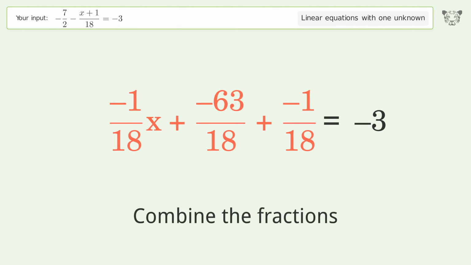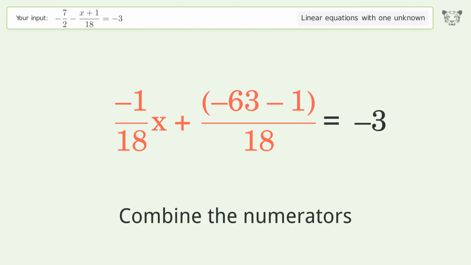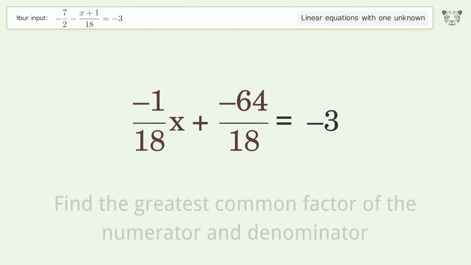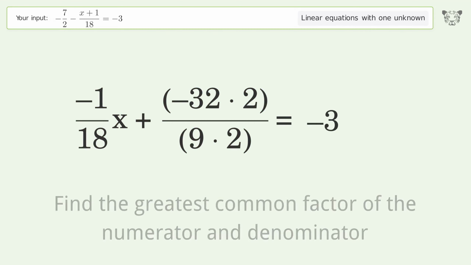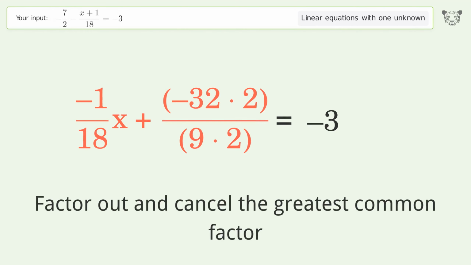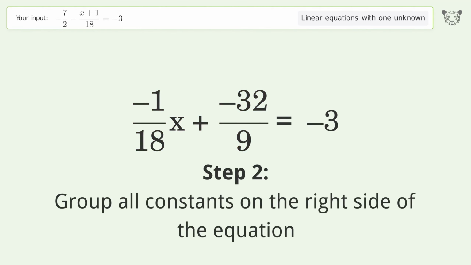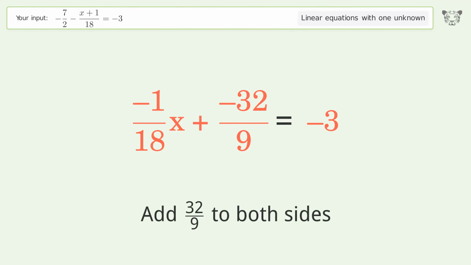Combine the fractions. Combine the numerators. Find the greatest common factor of the numerator and denominator. Factor out and cancel the greatest common factor. Group all constants on the right side of the equation. Add 32/9 to both sides.